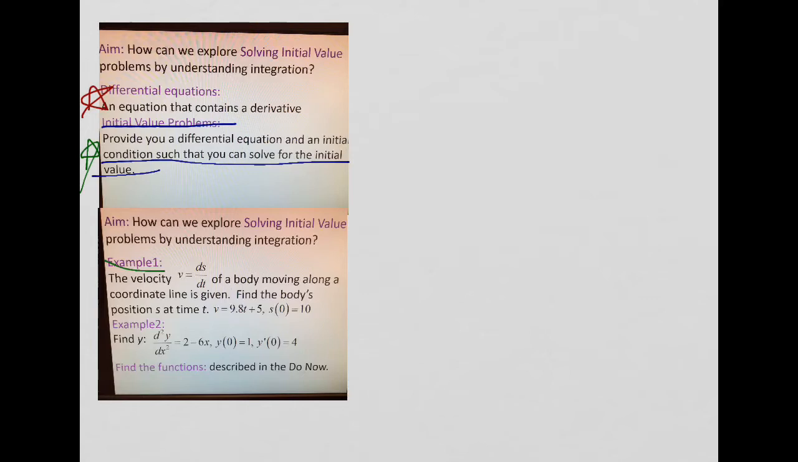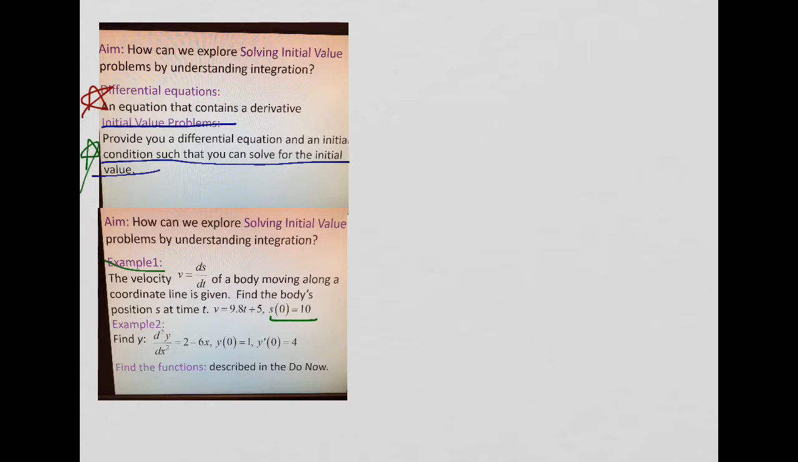We're going to take a look at example 1. Don't worry, I'm just going to read it first. The velocity v equals ds over dt of a body moving along a coordinate line is given. Find the body's position s at time t. And they give you v is 9.8 t plus 5, and s of 0 is 10. So the s of 0 is 10 is your initial condition. Okay, when t is equal to 0, then s is equal to 10, or its position is 10.